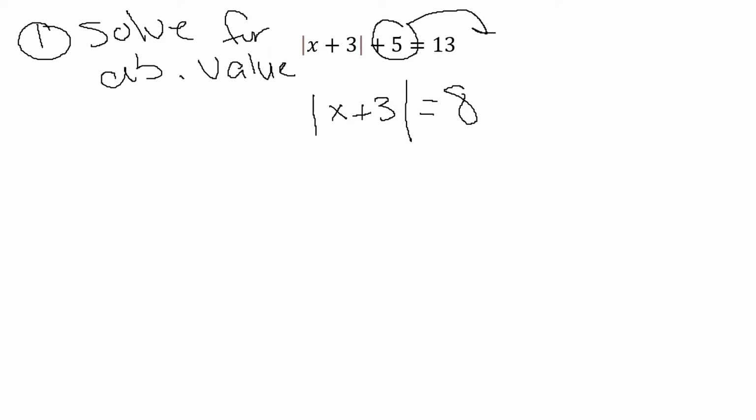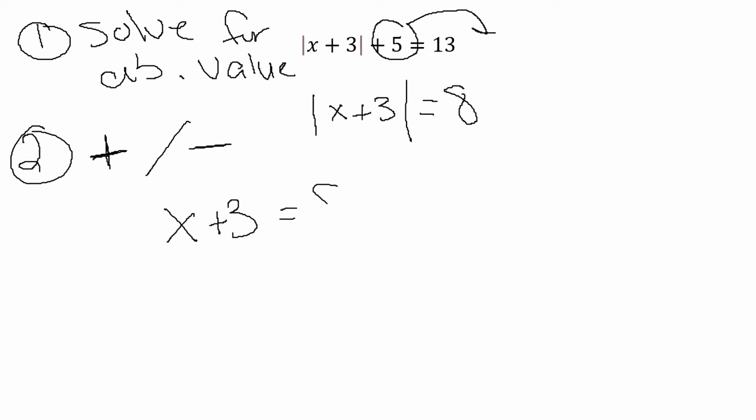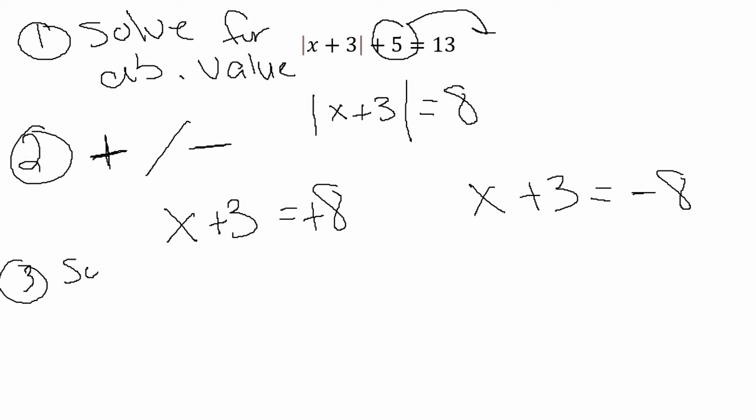Okay. Now that I've solved for my absolute value, which means the absolute value is by itself, now I am going to break into two problems. One positive answer, one negative answer. When I do that, my absolute value sign goes away. The things inside the absolute value on the left side do not change. Only the answer changes. We need one positive and we need one negative. And now step 3 is to just solve for x.